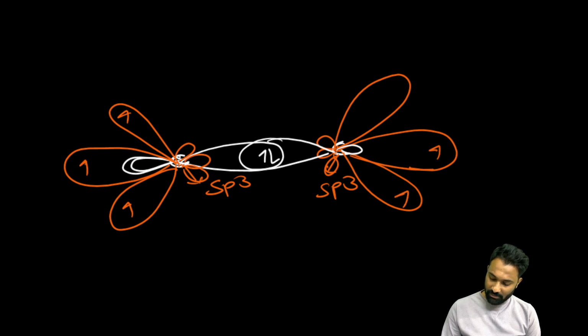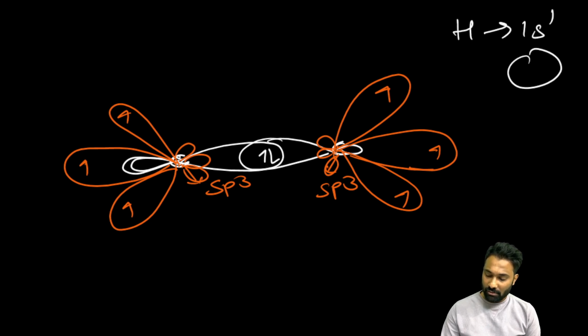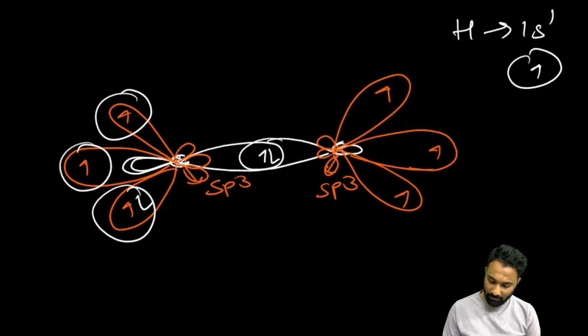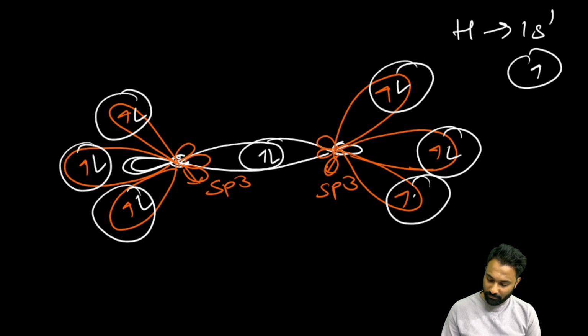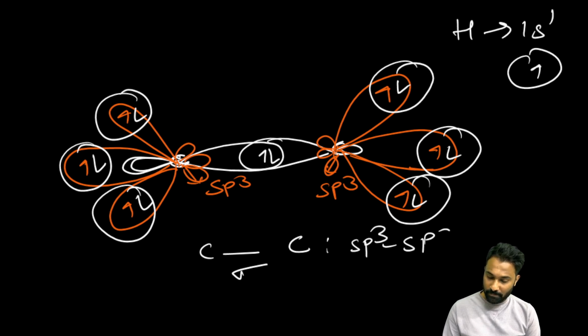Each hybridized orbital has one electron. Now, hydrogens, right? Hydrogen is present as 1s1. In the s orbital we have the electron. So each s orbital will overlap. Clear? Now, here this carbon and the carbon sigma bond is formed by the overlapping of sp3 and sp3. Done. And the carbon and hydrogen bond is formed by the overlapping of sp3 and s.